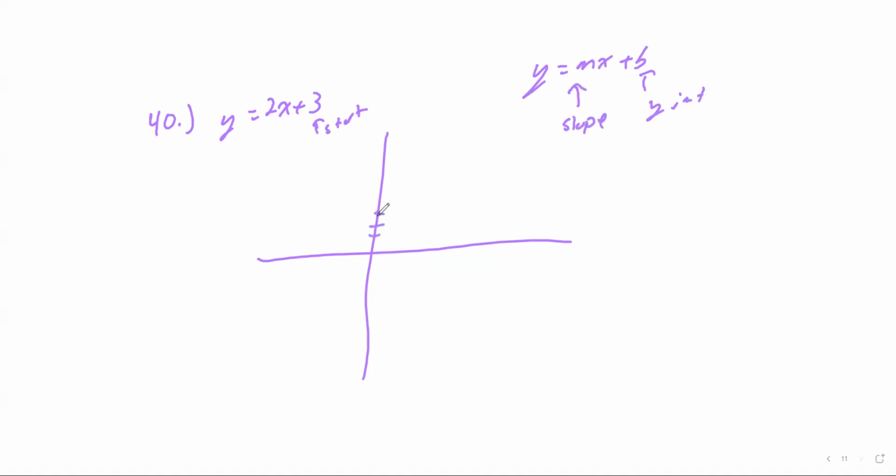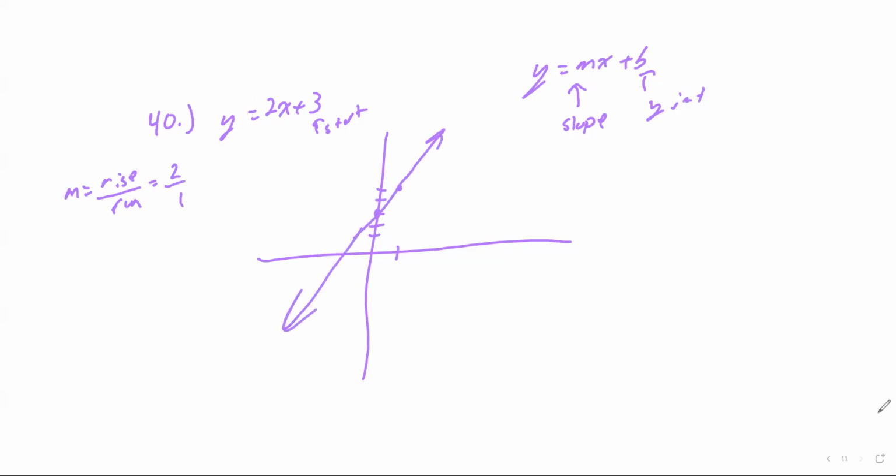So 1, 2, 3. And then my slope is rise over run. So m is rise over run. So this 2, I can put it over 1 to make it a fraction. So I need a rise 2, run 1. Once you have 2 points, that's all you need to graph.